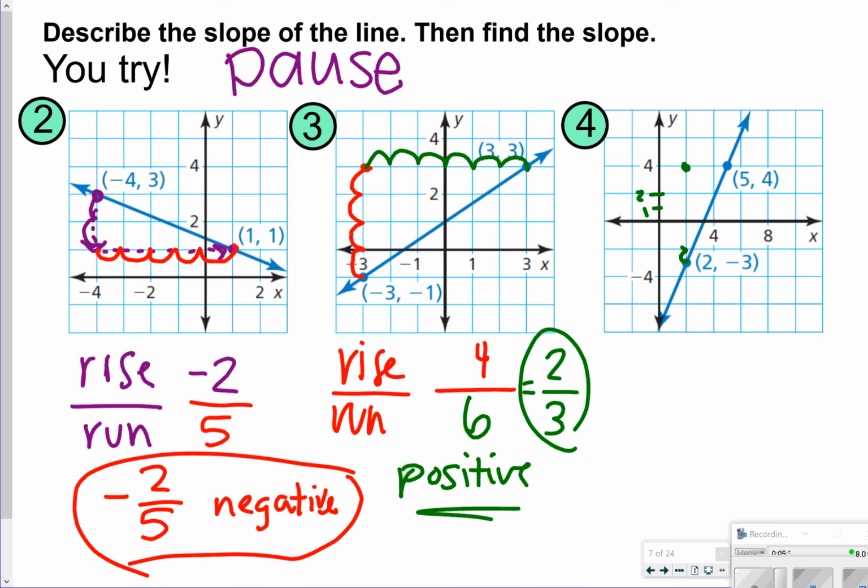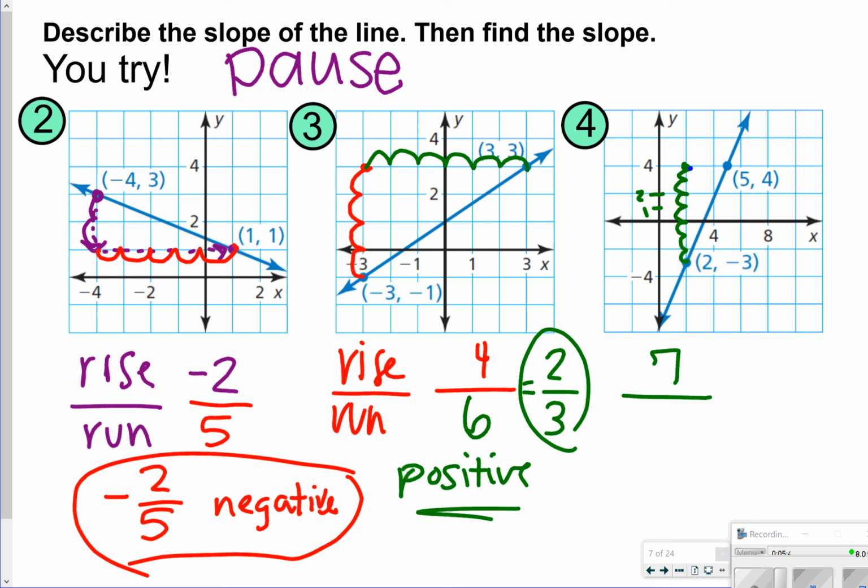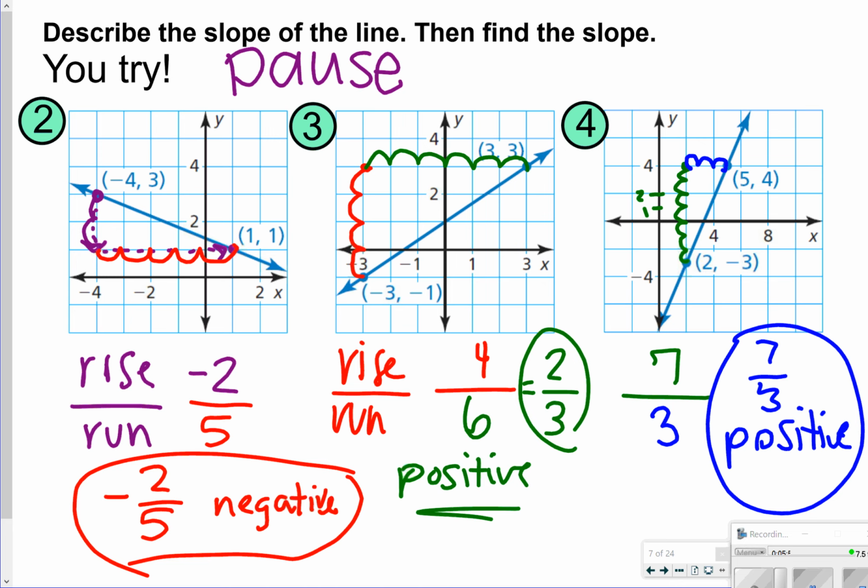I'm going to rise 1, 2, 3, 4, 5, 6, 7. So that was my rise. And then I'm going to do my run in blue. Run would be half steps, 1, 2, 3. And that is a positive slope as well. So my answer for number 4 is 7 over 3. Okay.